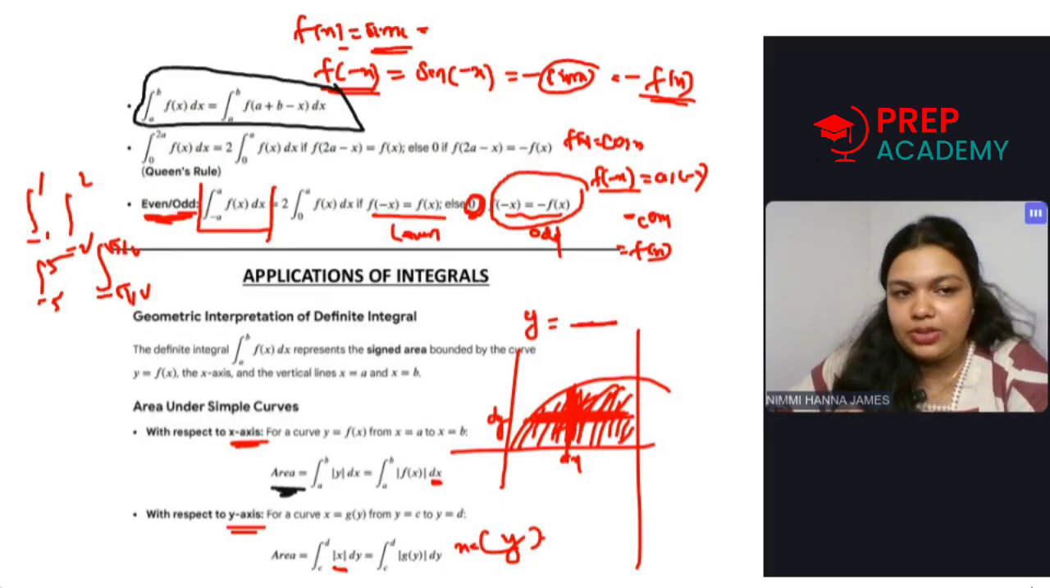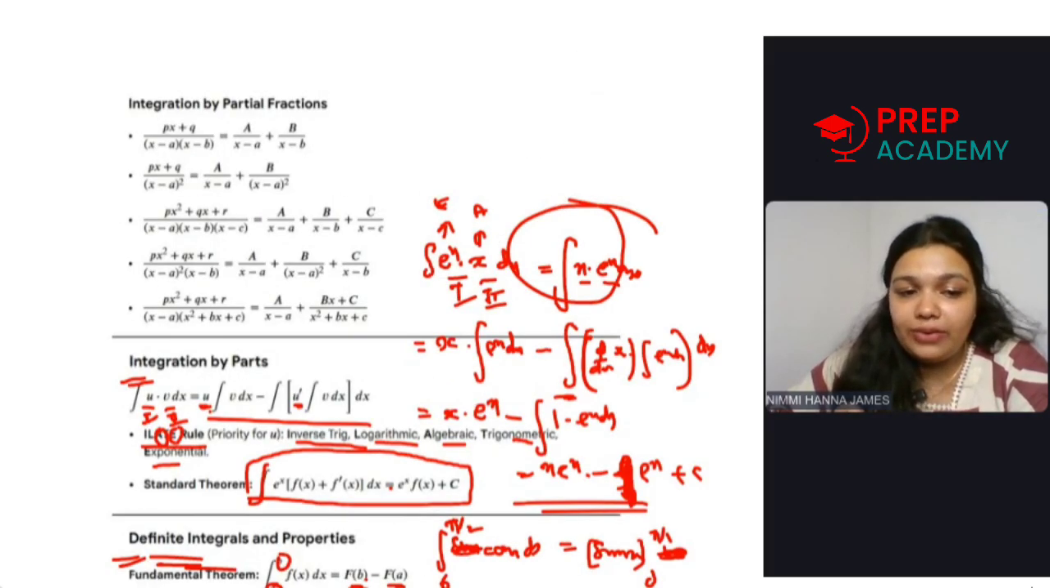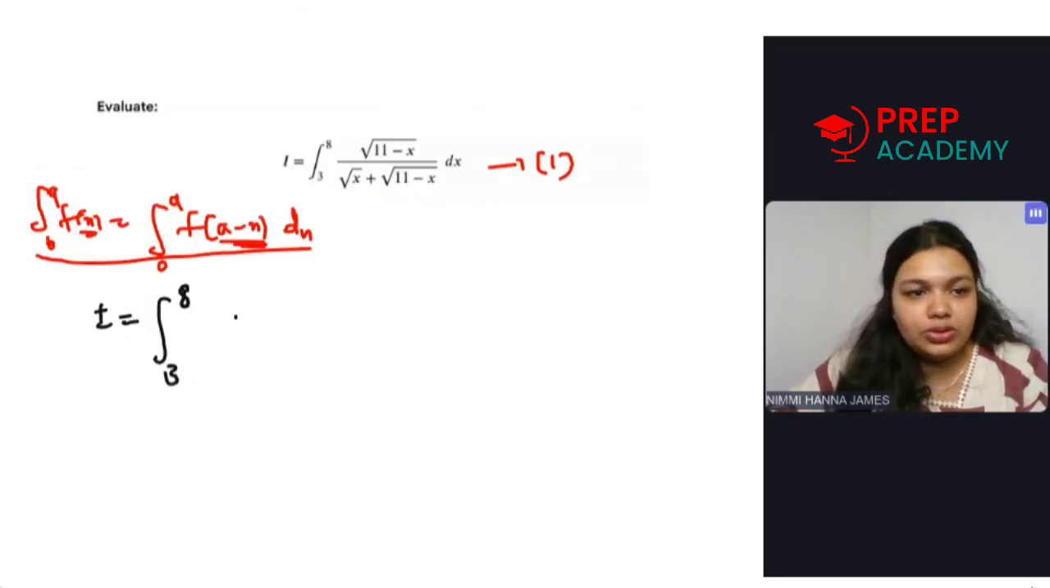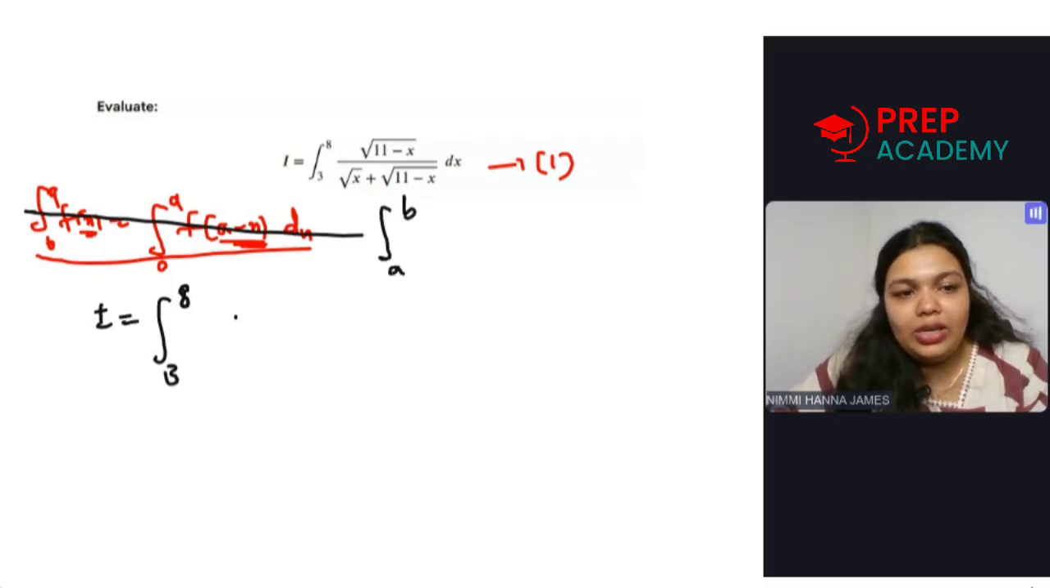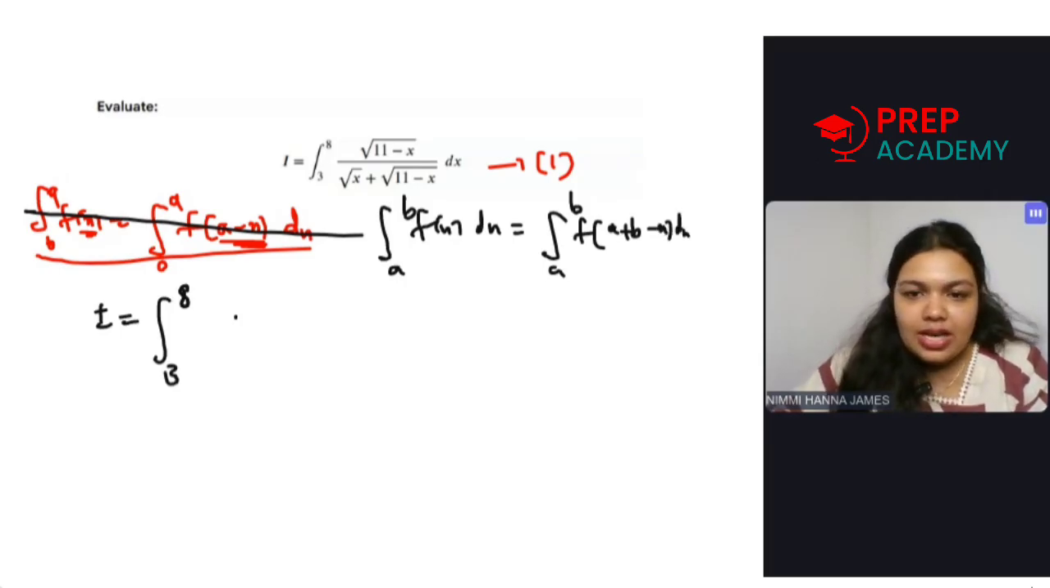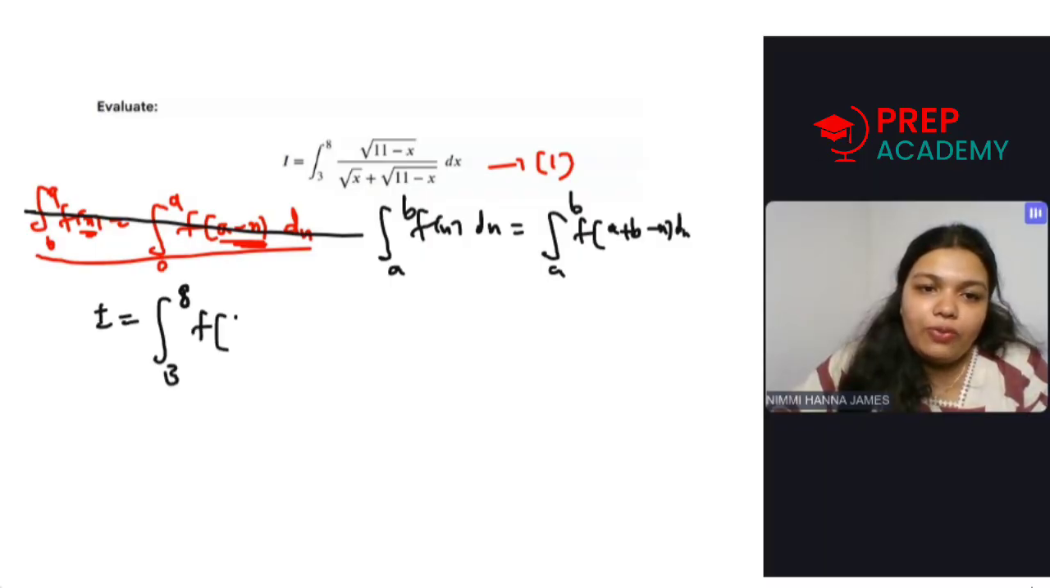This was the property that we had to use there. The limit is not 0 to a. If the limit was 0 to a, we could have used this. We had 3 to 8, both numbers, so the a to b f of x property was the one we had to use. The integral from a to b of f of x dx is equal to the integral from a to b, which doesn't change, of f of a plus b minus x dx. So we add a plus b and that is what we are substituting. So here we can write a plus b is 11, correct?